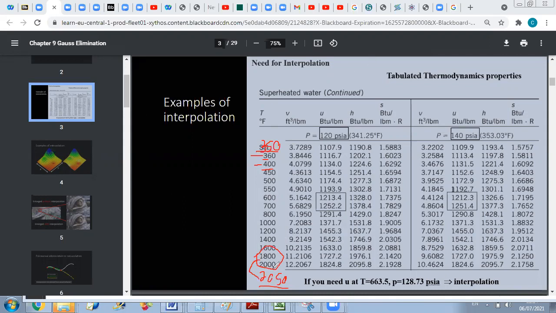But if you have the choice, you don't do it. You do it only if you don't have it in a table. For example, in this table, if you have what is at temperature 340, for example, what are the values of entropy, enthalpy, internal energy, etc., you don't need to extrapolate. You just do interpolation.